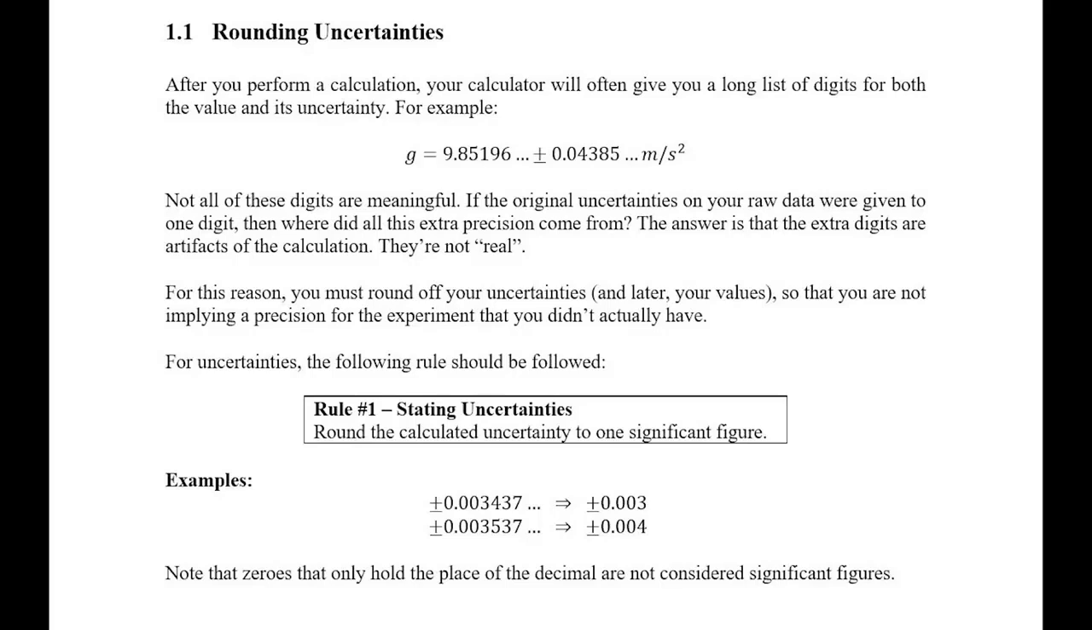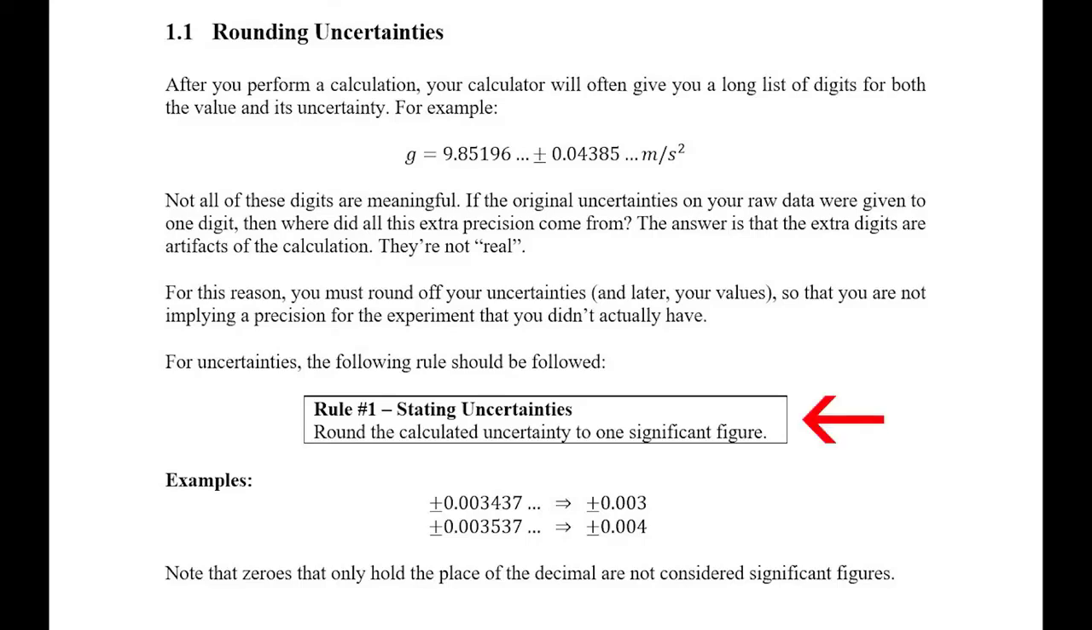So in this video, you're going to learn how to round off values and their uncertainties to the correct number of digits. This document that you're looking at is available to you on the website. So you always round off your uncertainties first. Then you round off the values later to agree with the uncertainties. So round the uncertainties first. That's what we'll start with.